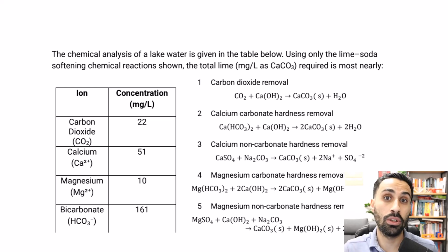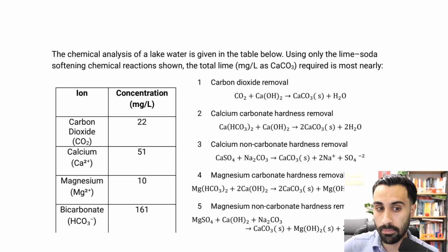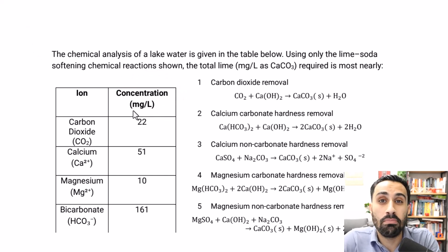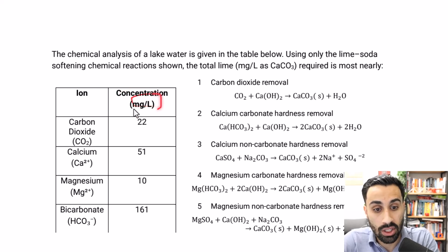Let's start by slowly reading that problem statement. We're told the chemical analysis of lake water is given in the table below. So we have the ion and the concentration. Concentration is in milligram per liter. I made this tough for a reason. It is a long one. We're going to learn some good concepts. So the concentration is just given as milligram per liter, not milligram per liter as calcium carbonate.